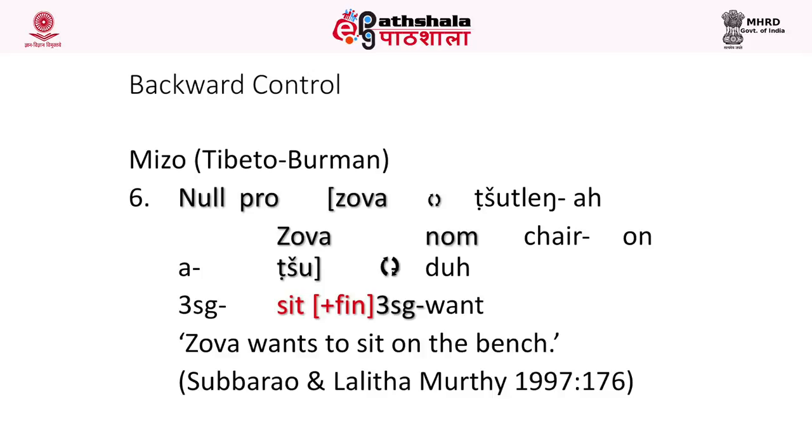So you have a sentence here where the matrix subject is a null pro and the embedded subject is overtly present. The embedded subject is nominative case marked because the embedded verb is minus transitive. Interestingly, the matrix verb does not carry the subject agreement marker. Why? Because the matrix subject is zero. When you have a zero null subject, there is no agreement marker at all in Mizo.